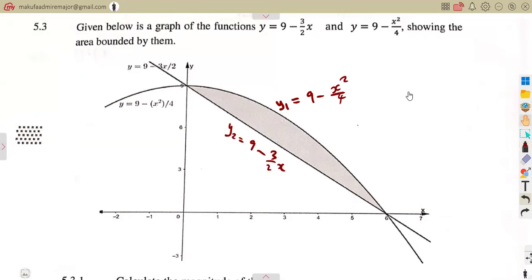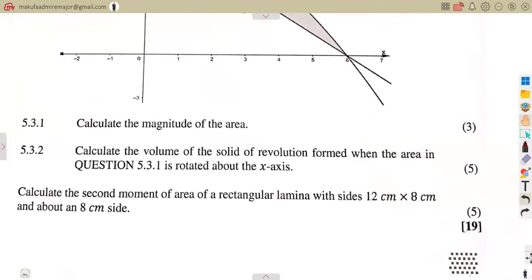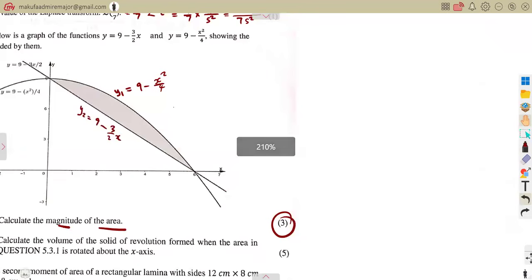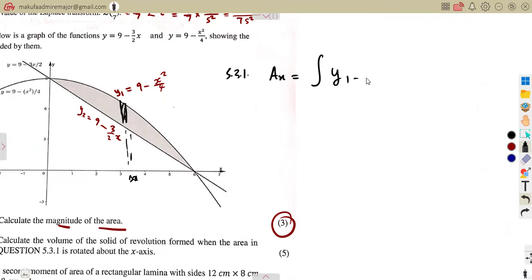Okay. So there we are given 5.3.1. Calculate the magnitude of area, 3 marks. All right. So remember, guys, our area is simply the integral. We can see according to the limits from 0 to 3 to 6 there. So you can use the representative strip, in this case being for x. So that is, we can calculate our area in that case. Remember, our area with respect to x is simply the integral of y1 minus y2 with respect to x.